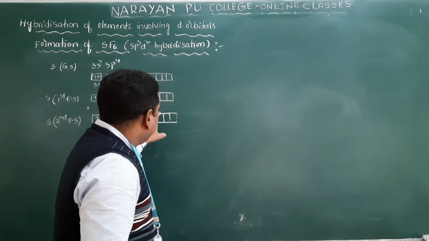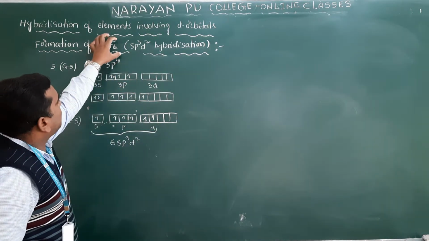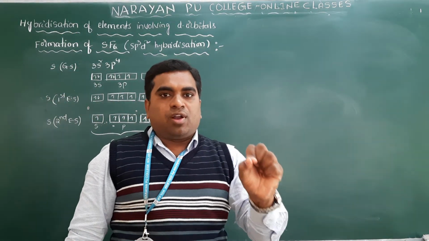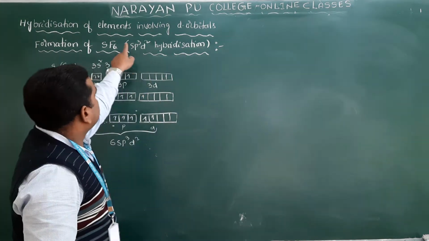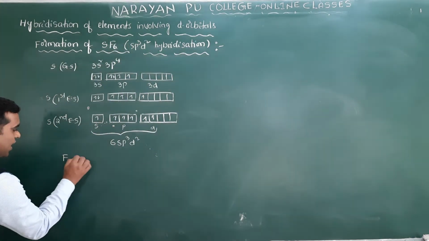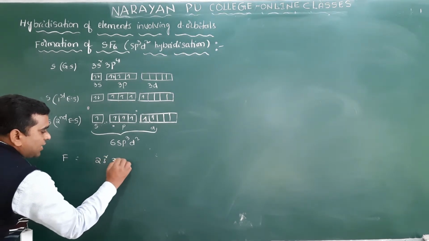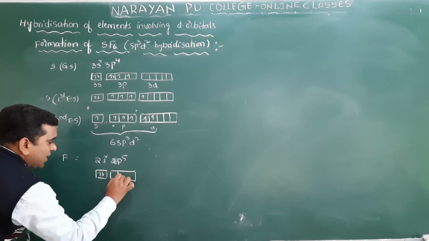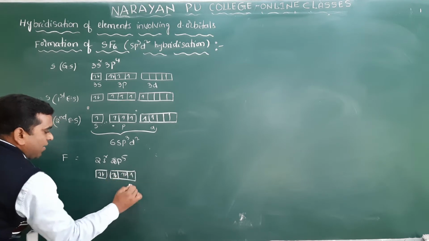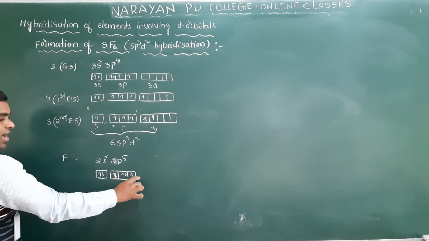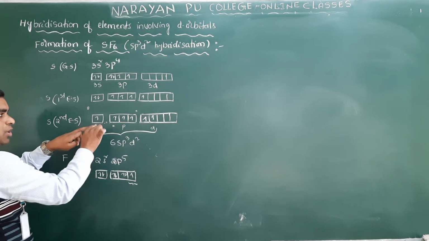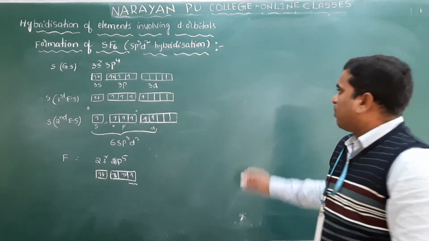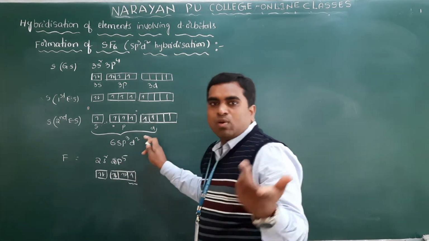These unpaired electrons are involved in bond formation by overlapping with the half-filled orbital of what here? Fluorine. Fluorine you already know. What is the fluorine electronic configuration? 2s2 and 2p5. Here 1, 2 electrons are there, and in the p orbital 1, 2, 3, 4, 5. This is one unpaired electron, a half-filled orbital. Here also half-filled hybrid orbitals. So they overlap and form a bond. That bond we will call which bond? Covalent bond.